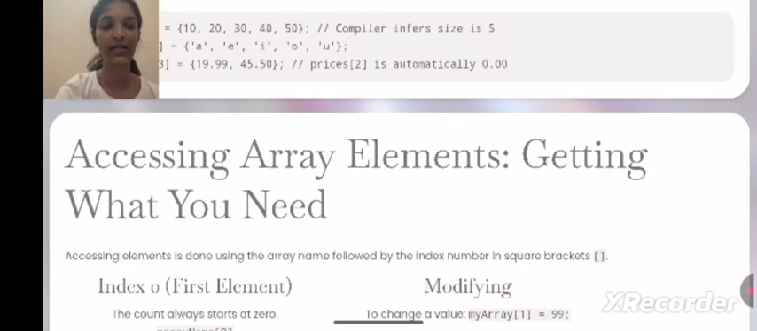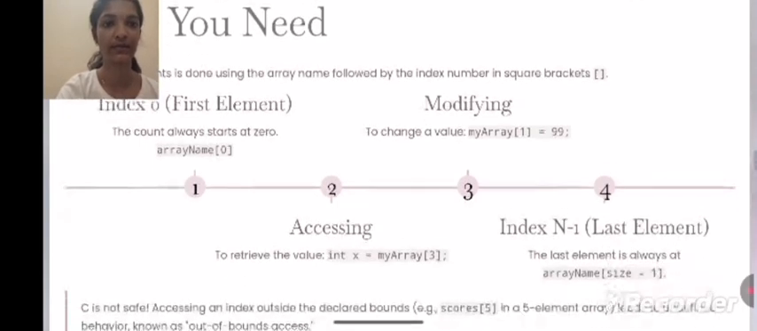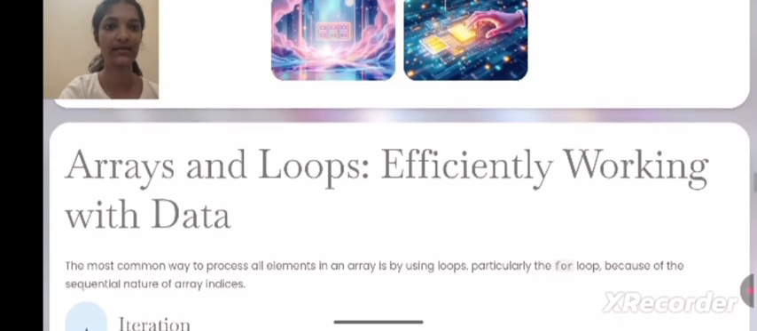Now let's get into accessing array elements. Accessing array elements is done using the array name followed by the index number in square brackets. Note, C is not safe. Accessing an index outside the declared bounds leads to undefined behavior, known as out-of-bound access.